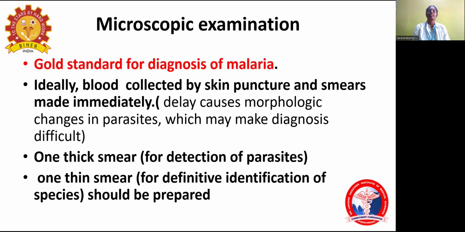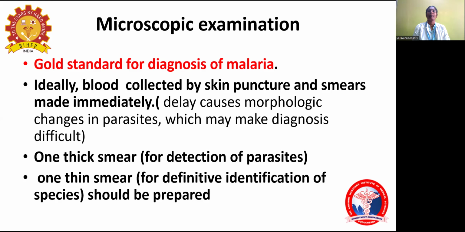Two types of smears are made for the detection of the malarial parasite. One is the thick smear and the other is the thin smear. With the help of thick smears, we are able to detect the presence of the malarial parasite. With the help of thin smears, we can identify the species of the malarial parasite.